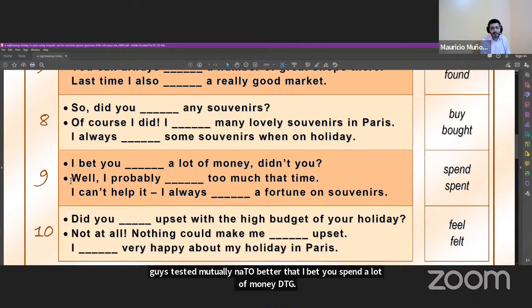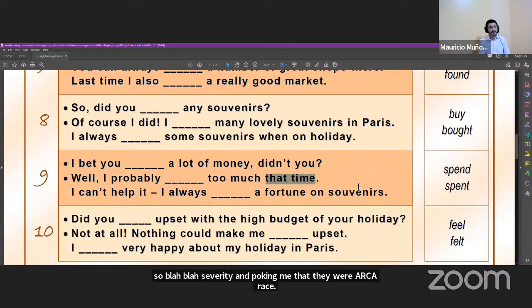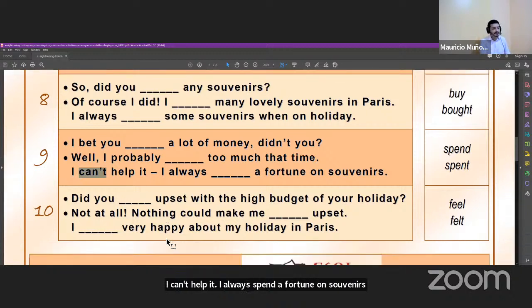And the number 2: here is the time clause that gives me the idea, that time. It gives me the idea that it is past. So, I use the verb spent. And the number 3, once again, we have two clues, which are always and the verb can't. I can't help it. I always spend a fortune on souvenirs. Nice.